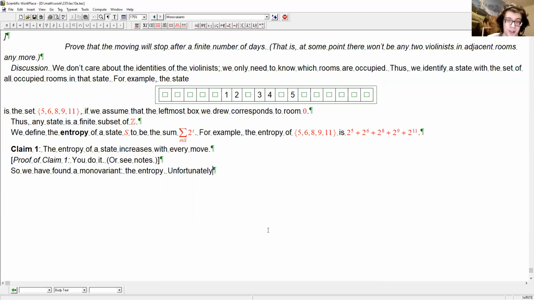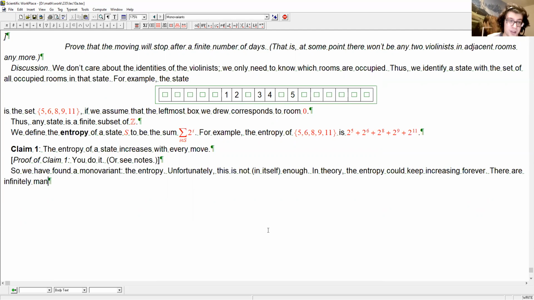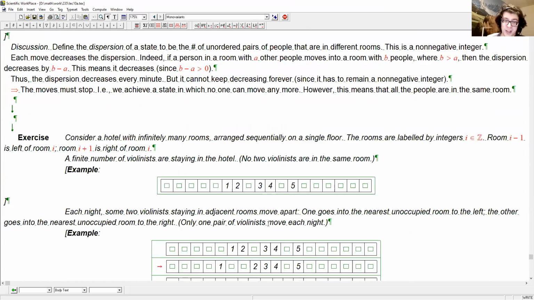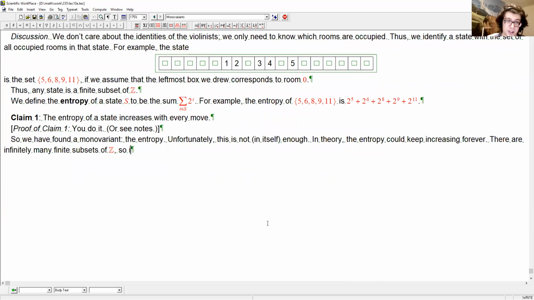Unfortunately, this is not the whole story. So this is not in itself enough to solve the problem. Why? The thing is, in theory, the entropy could keep increasing forever. There are infinitely many finite subsets of Z. So we won't get the kind of argument that we did previously, where at some point it just has to stop increasing because there is nowhere to increase anymore. And their entropies are unbounded.